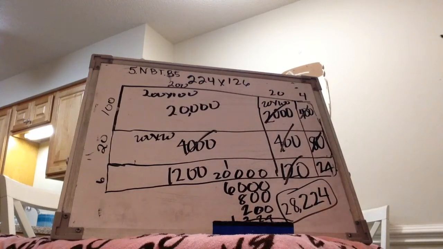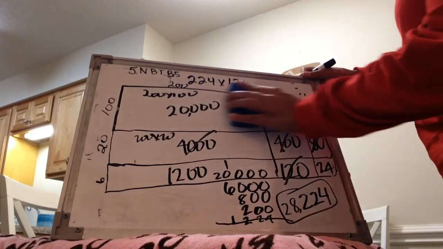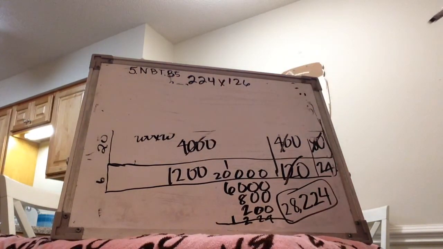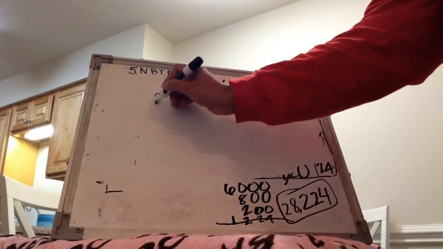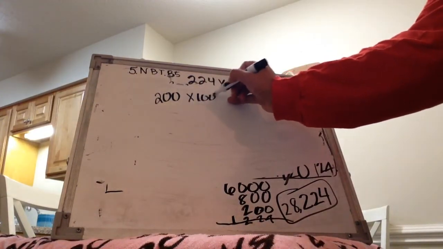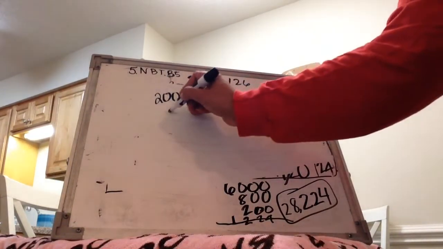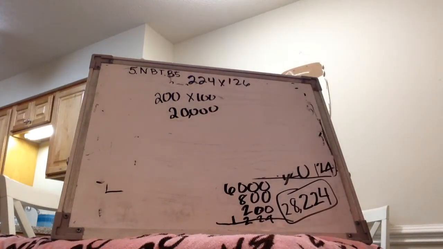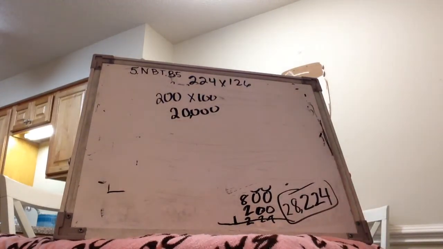Well, I can estimate before I solve, or even after I solve, I can estimate. So if I look at 224 times 126, I could round 224 to the nearest hundred, which is 200. And I can round 126 to the nearest hundred, which is 100. And then I can multiply the two together. And that would give me an estimate of 20,000. So my answer should be in the neighborhood of 20,000, which 28,000 is in the neighborhood.